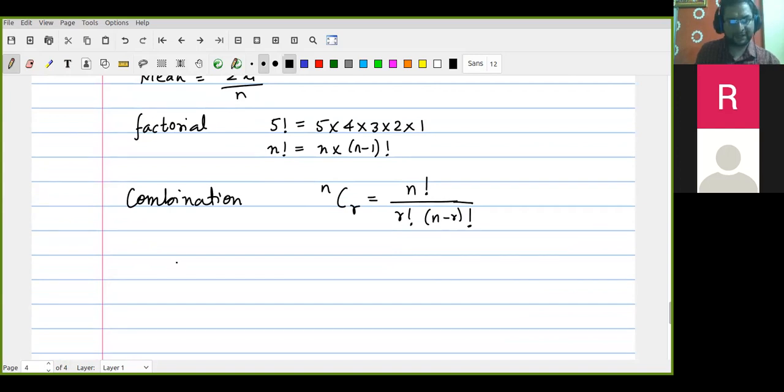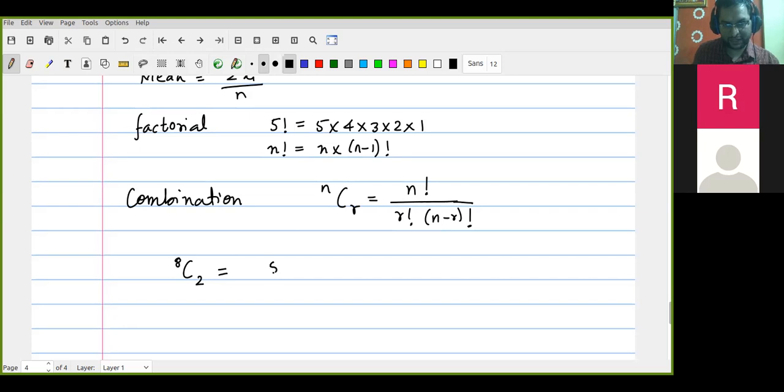So let us take this easy example, 8C2. Now quickly solve this and let me know what is the answer. 28.